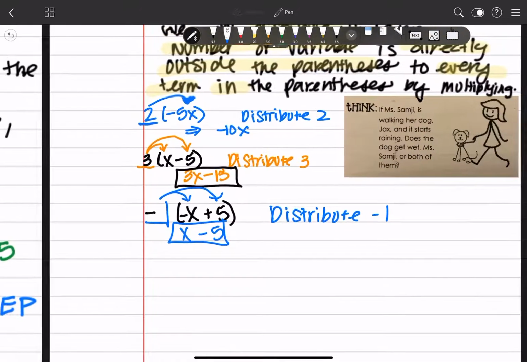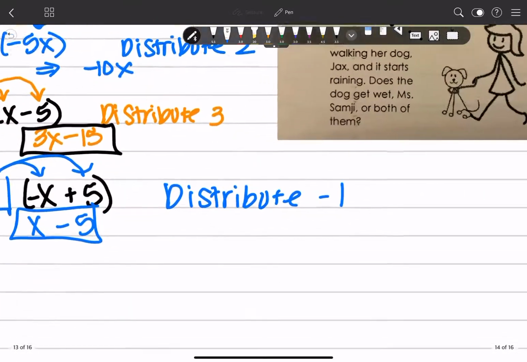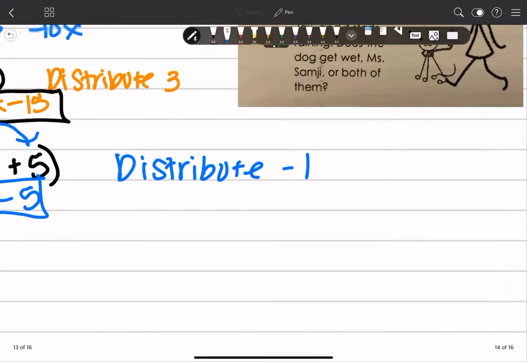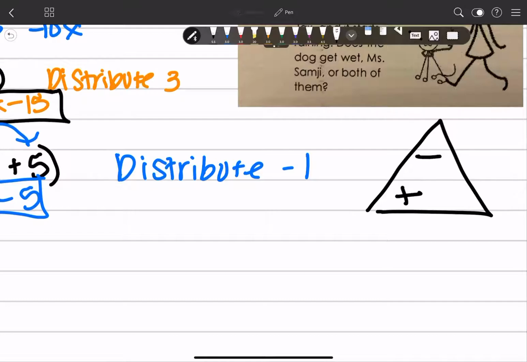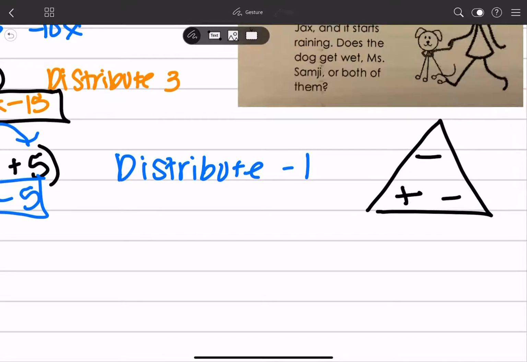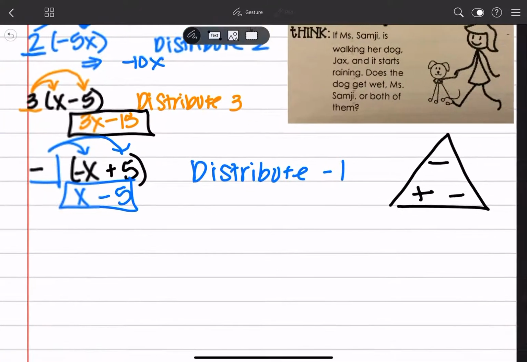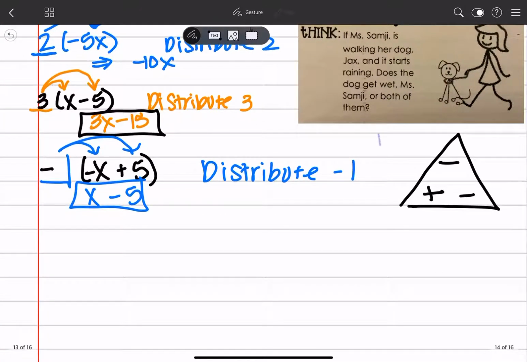If you are one of those people and you're like, Ms. Samji, I struggle with keeping my multiplication of the positives and the negatives. I keep mixing them up. I'm going to show you this trick right here. What you're going to do is you're going to cover them up whenever you're doing it. So you draw this triangle. Remember, this is only for multiplication and division. And I'll write it in not my invisible ink soon.